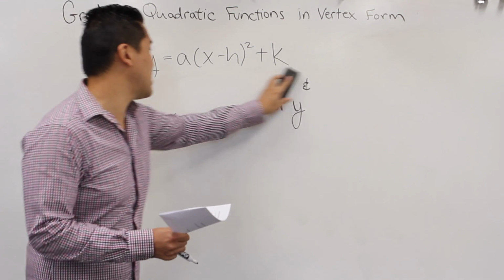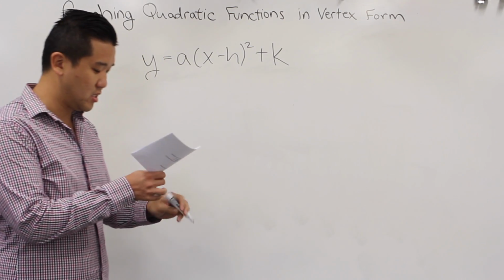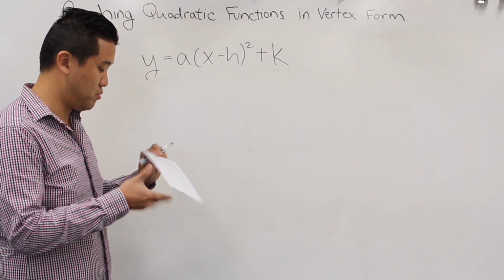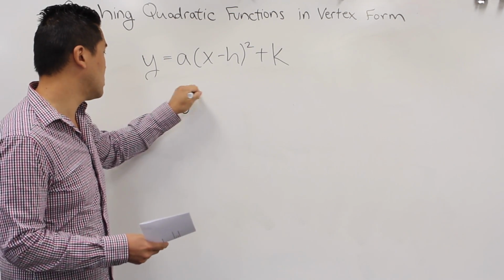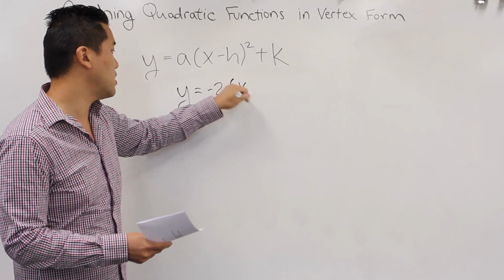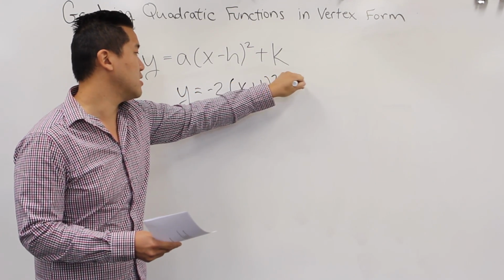So we're going to do a quick example that's going to bring all that together. My first example is going to be y equals negative 2 (x plus 1) squared minus 3.